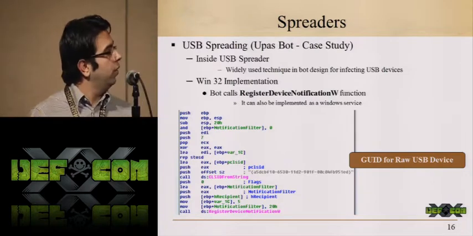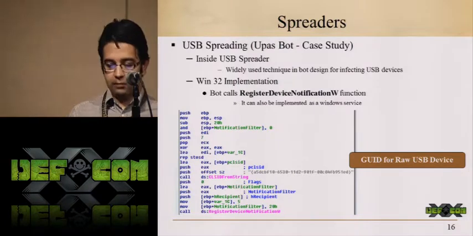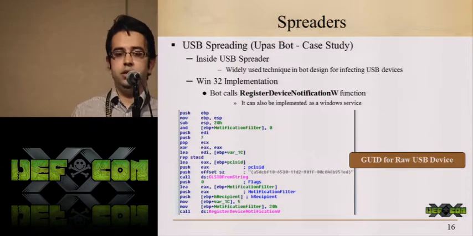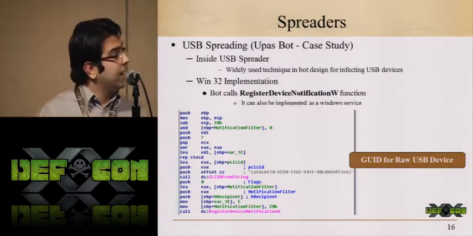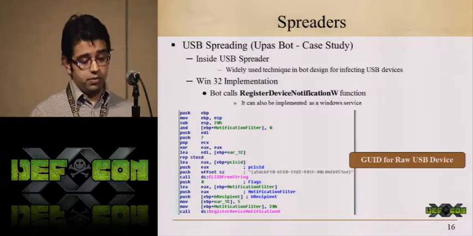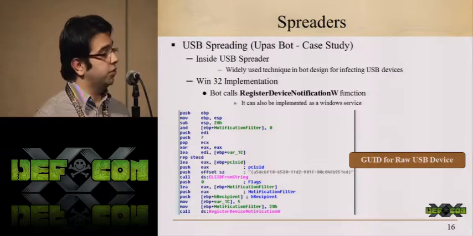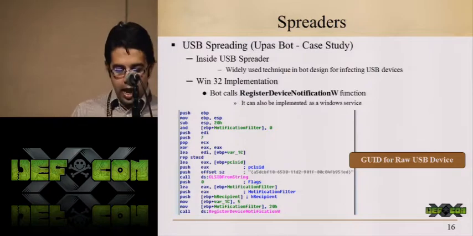On your infected system, when the bot is there, it acts as a monitoring service. It creates a monitoring service which looks for what kind of USB you are going to insert in your system. Whenever any plug-and-play device gets inserted in the system, it calls the RegisterDeviceNotificationW function, which is a built-in Windows API. And that works pretty fine.